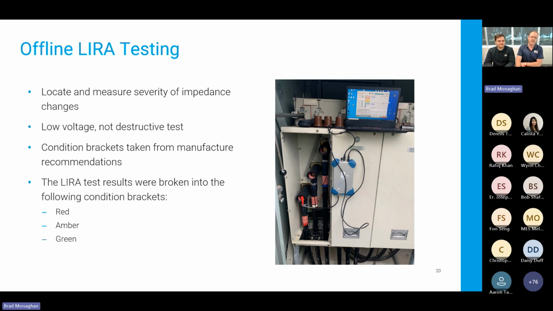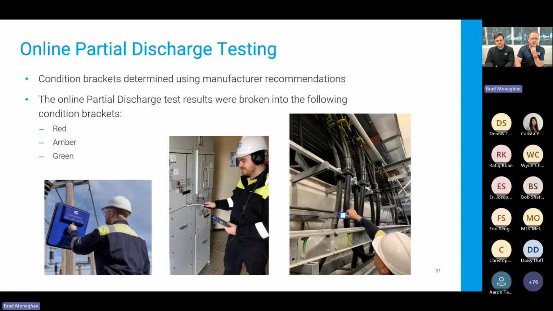And these are all offline tests. So we turn the cable off. The first two tests, you inject voltages. This one here, you don't inject any volts. The LIRA just injects, say, like a 10-volt signal. So that's the ones that we ran.